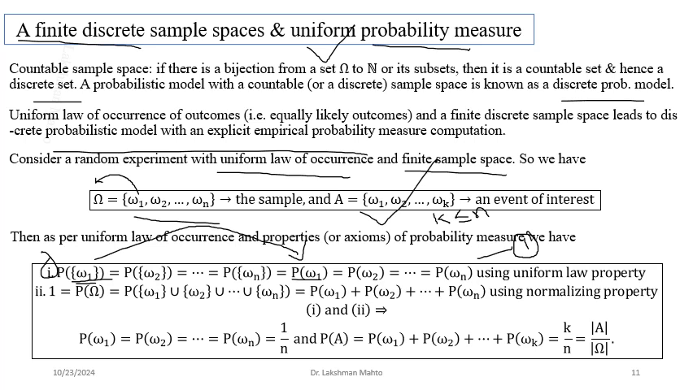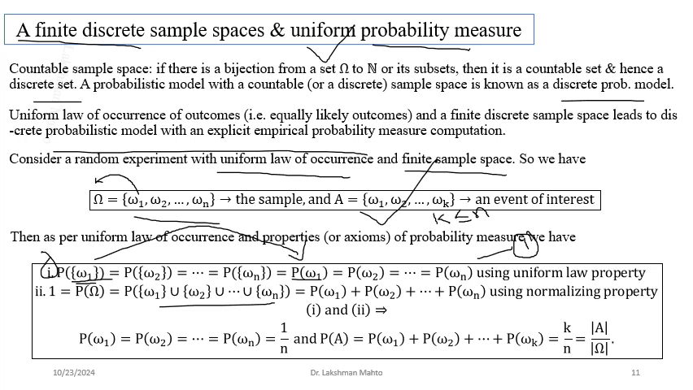In the second expression, we will take the properties or axioms of the probability measure. We know that omega has n number of outcomes. So we write omega as a union of these outcomes: omega 1, omega 2, omega 3, up to omega n. And what is the property of capital omega? Its probability is equal to 1. That means omega 1 and omega 2 are mutually disjoint.